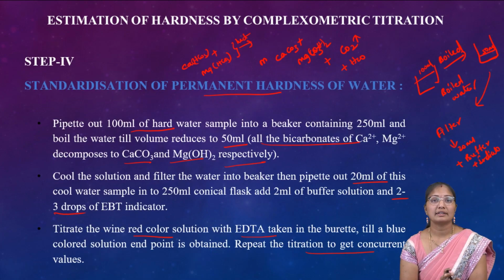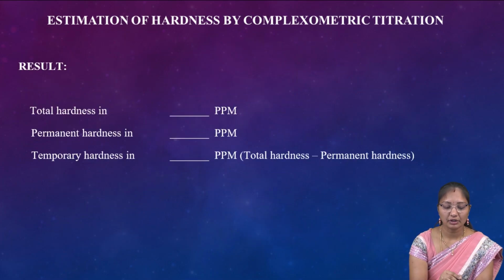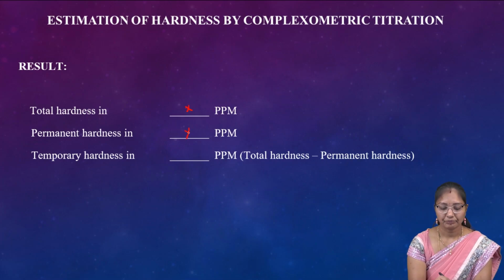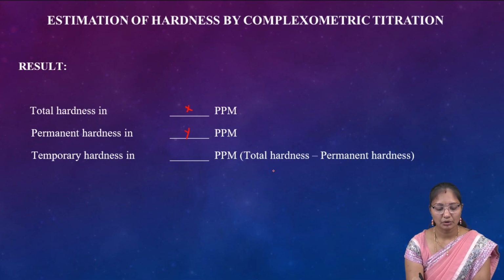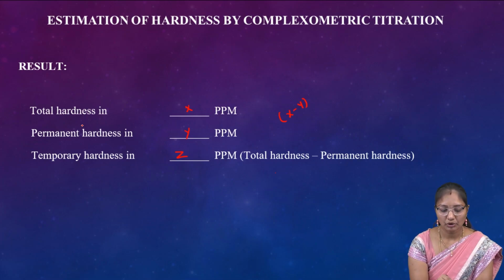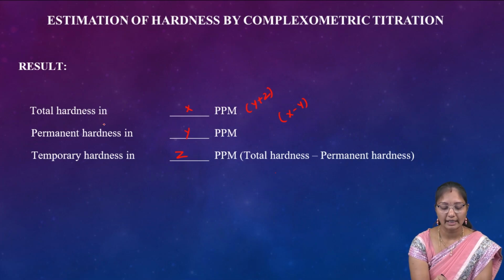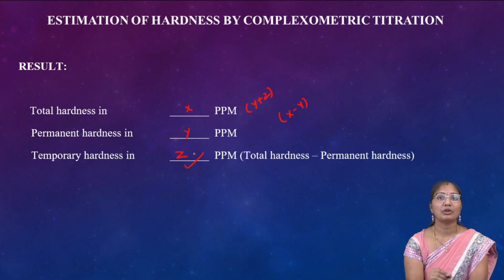So we know total hardness is a combination of both temporary and permanent hardness. So the simple calculation: total hardness that we got, suppose x, and permanent hardness we got is y. So x minus y will give the temporary hardness as z. So total is nothing but the combination of permanent and temporary hardness, so y plus z. So we know x and y. Subtracting permanent hardness from total hardness will give us the value of temporary hardness.